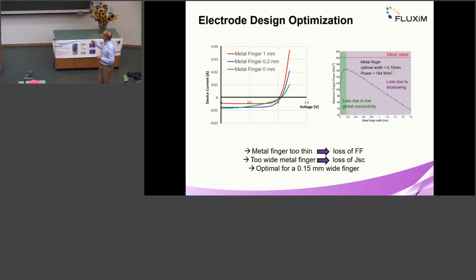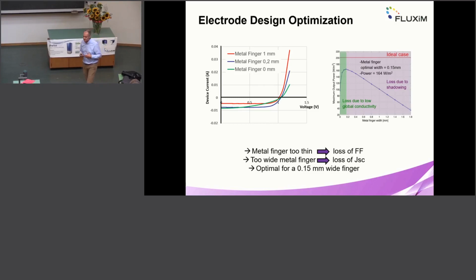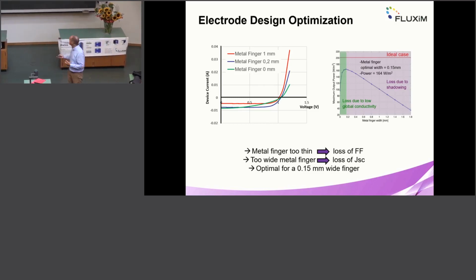So if we don't add any metal finger, that's the green line, then we again have these resistive losses. So the fill factor of the green JV is poorer than the blue case, where we add a thin metal finger. So in the blue case, we add conductivity to the electrode, and the photocurrent is still high because the fingers are so thin. If the finger gets wider, like 1 millimeter, then we have a good fill factor, but then we lose photocurrent because we have shading effect. So this shows you the different scenarios, and these are 3 examples of a sweep.